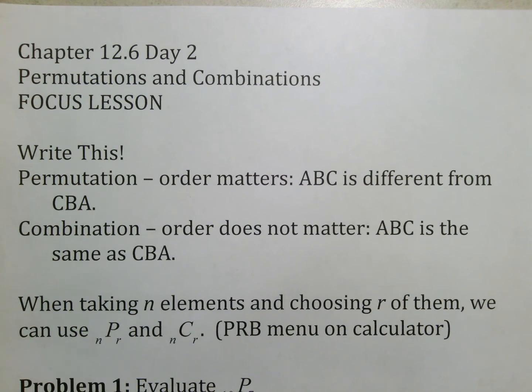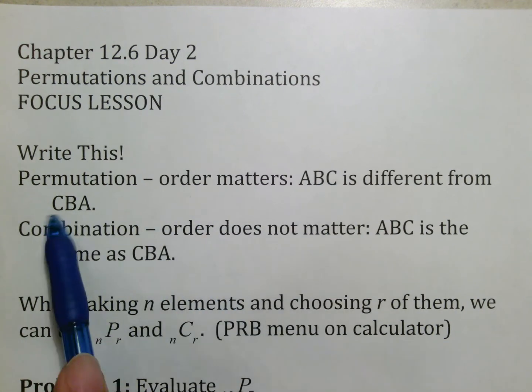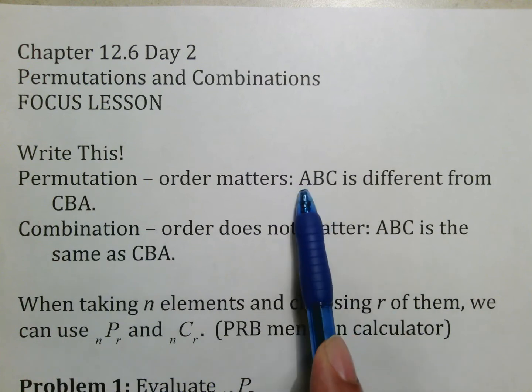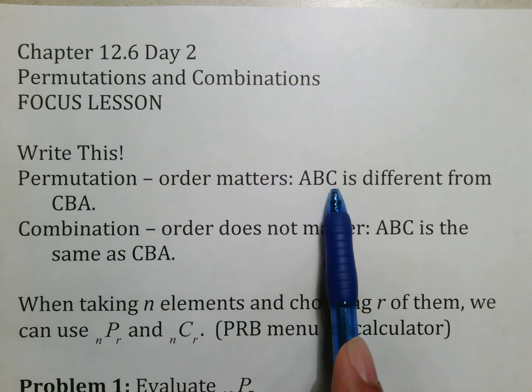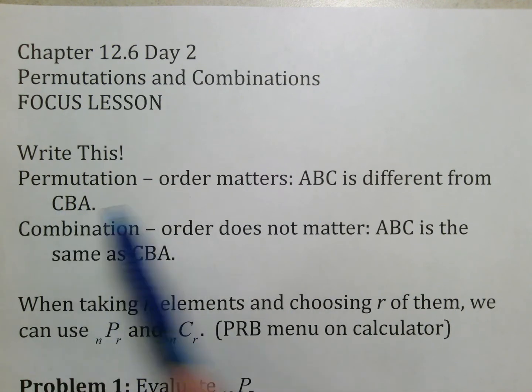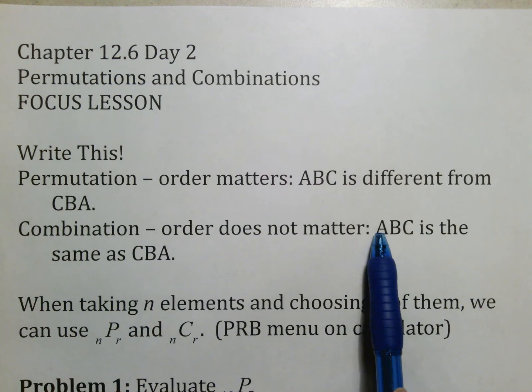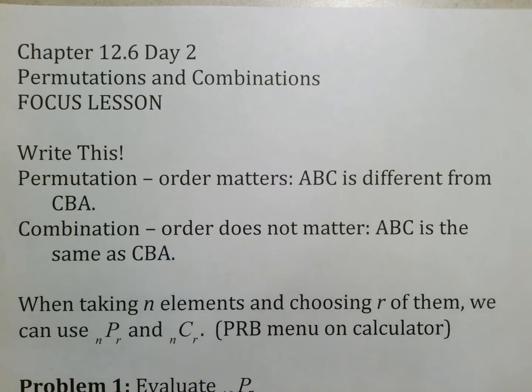That means that ABC is the same as CBA. So when order matters, where you are selected makes a difference. In other words, if the first person selected gets $50, then that person gets 50, and that person doesn't. This person gets 50, that person doesn't. If they're all getting the same thing, it doesn't matter when you're picked. As long as you're getting the same thing, that means order does not matter.